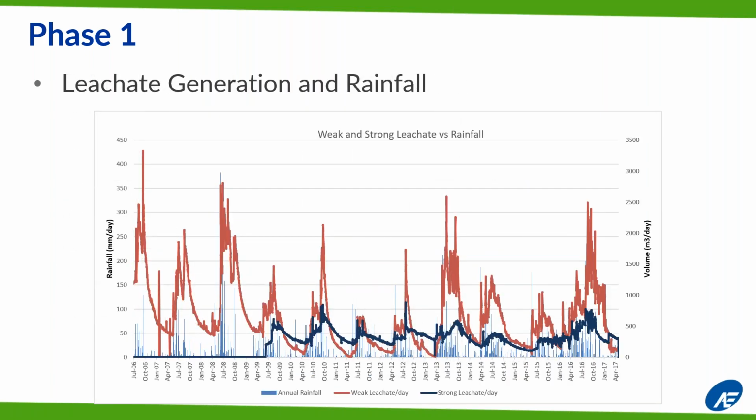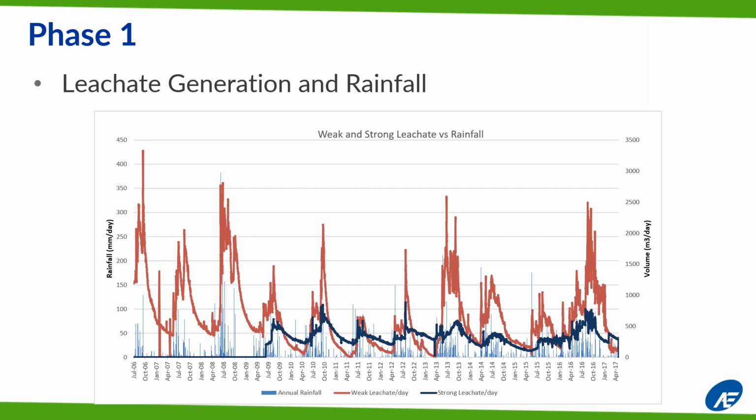Furthermore, this graph has the weak leachate, but it also has a strong leachate, which is seen in dark blue. And there are two things I want to highlight. The first being, as I said before, the weak leachate volume is directly influenced by rainfall and exhibits a very quick response to any sort of rainfall event. The second observation is how the strong leachate actually doesn't respond to rainfall events in the same fashion as the weak. In fact, the magnitude of the strong leachate volume is much slower, and the volume generated is also lower.